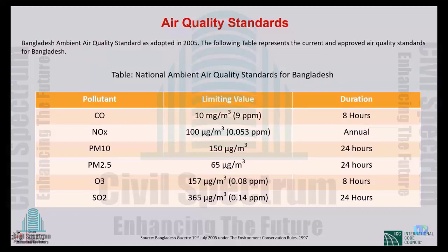So now we are talking about some quality standards. We do not have much time, so I'm going to read them out fast. Air quality standards for pollutant CO: 10 milligrams per cubic meter for an 8-hour duration. And SO2 is 365, which is 0.14 ppm, for 24 hours.